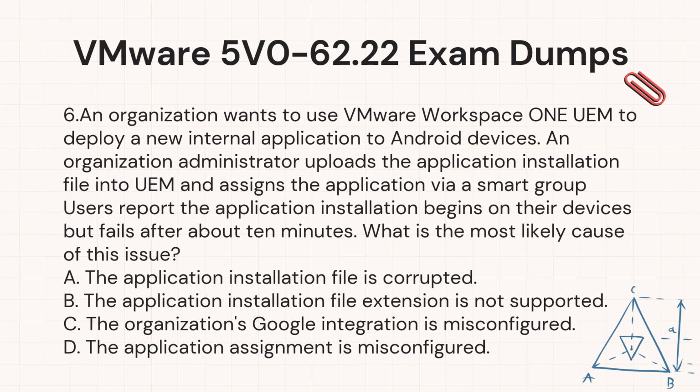6. An organization wants to use VMware Workspace ONE UEM to deploy a new internal application to Android devices. An organization administrator uploads the application installation file into UEM and assigns the application via a smart group. Users report the application installation begins on their devices but fails after about 10 minutes. What is the most likely cause of this issue? A. The application installation file is corrupted. B. The application installation file extension is not supported. C. The organization's Google integration is misconfigured. D. The application assignment is misconfigured.